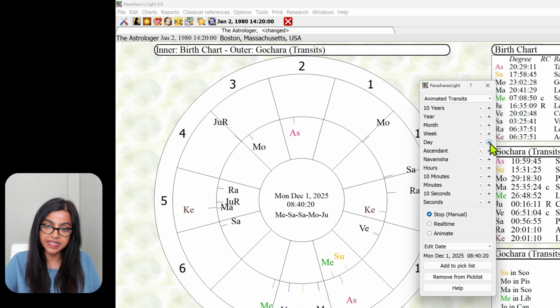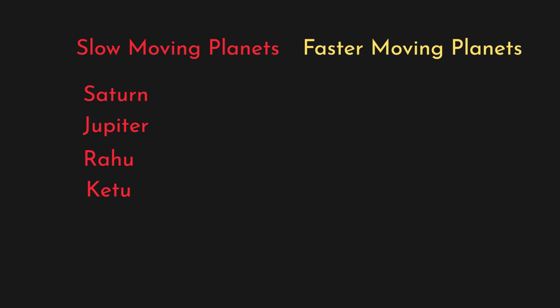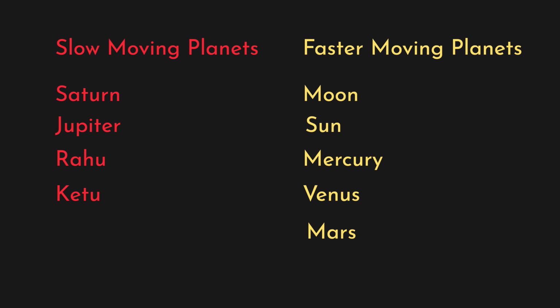And how I'm going to organize this is I'm going to go through the slow moving planets first, and that includes Saturn, Jupiter, Rahu, and Ketu. And then we will look at the faster moving planets, which are the Moon, Sun, Mercury, Venus, and Mars, since it's not retrograde. I would group Mars more with the slower moving planets if it is retrograde, but since it's not, we're going to keep it with the faster moving planets right now.